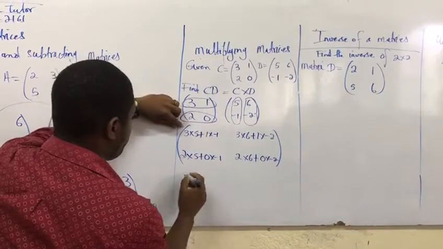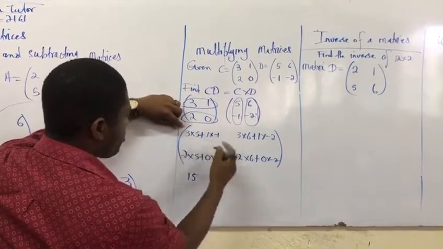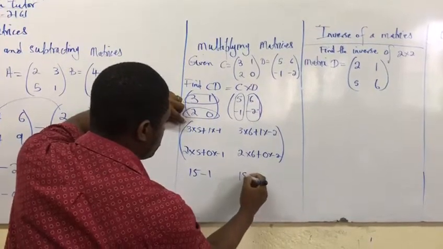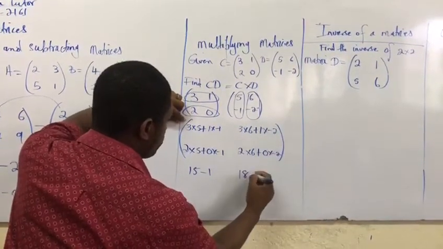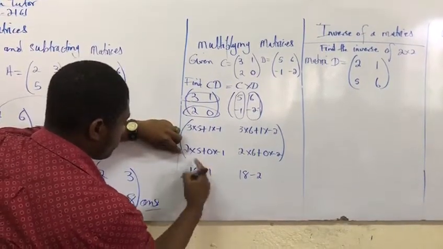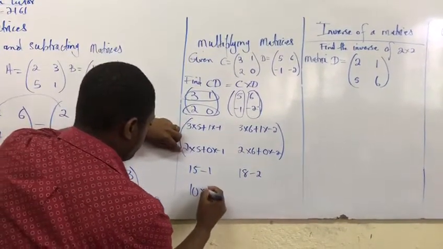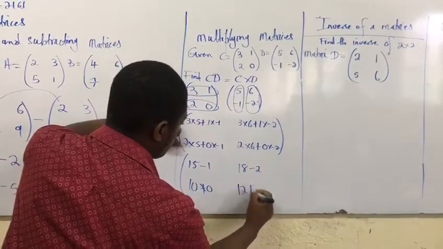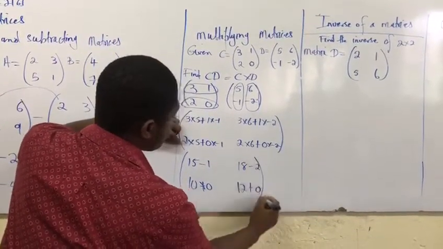Alright, 3 times 5 is 15. 1 times negative 1 will give us negative 1. 3 times 6 is 18. 1 times negative 2 will be negative 2. 2 times 5 is 10. 0 times negative 1 will be plus 0. And 2 times 6 is 12. Remember, anything times 0 is 0.